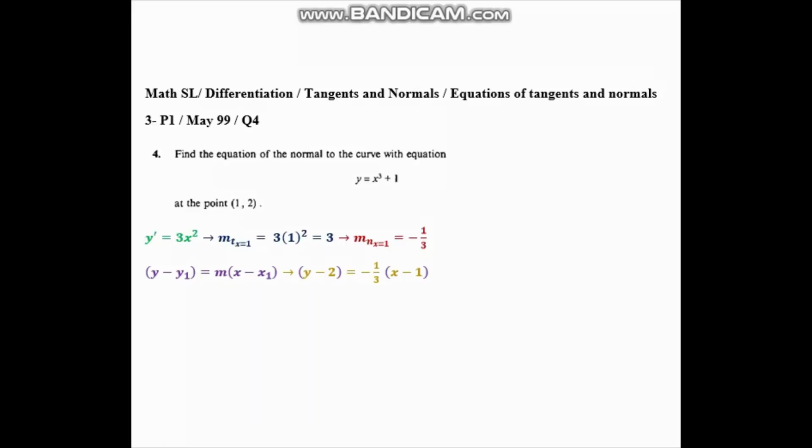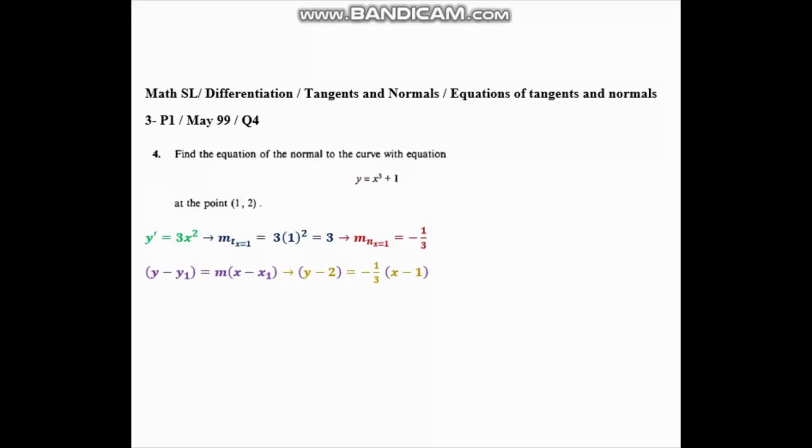So we begin by differentiating this function to get the green function right there, y dash equals 3x squared. Next, I want to find the slope of the tangent at the point where x equals 1. So I want the slope of the tangent at x equals 1, which is f dash of 1. f dash and y dash are the same thing, of course, so I just have to plug 1 into the green equation right there. So I get 3 times 1 squared, which is 3.